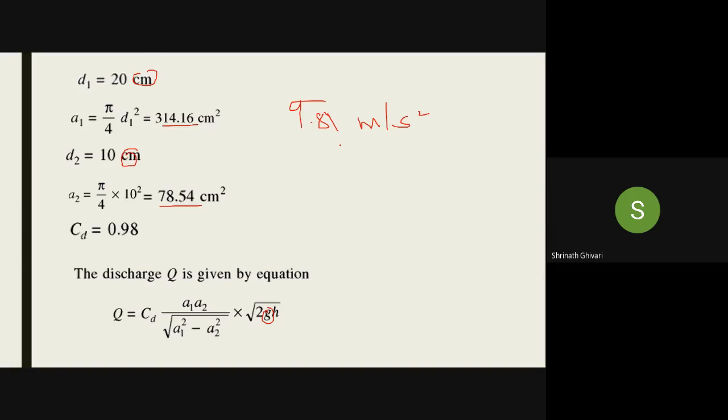Convert that 9.81 into centimeter per second square. How much is the value? It will be 981 centimeter per second square. Substitute the g value as 981. Then you solve. Don't get confused. That's why I'm telling you.